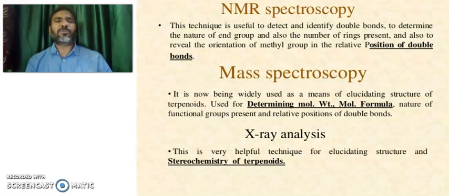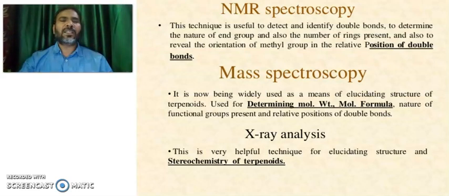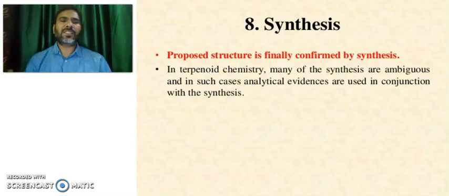And the most important technique, X-ray analysis. This is a very helpful technique for elucidating the structure and stereochemistry of terpenoids. So these are some methods for the structure elucidation of terpenoids. Now friends, synthesis. The proposed structure is finally confirmed by synthesis. In terpenoid chemistry, many of the syntheses are ambiguous, and in such cases, analytical evidence is used in conjunction with the synthesis.